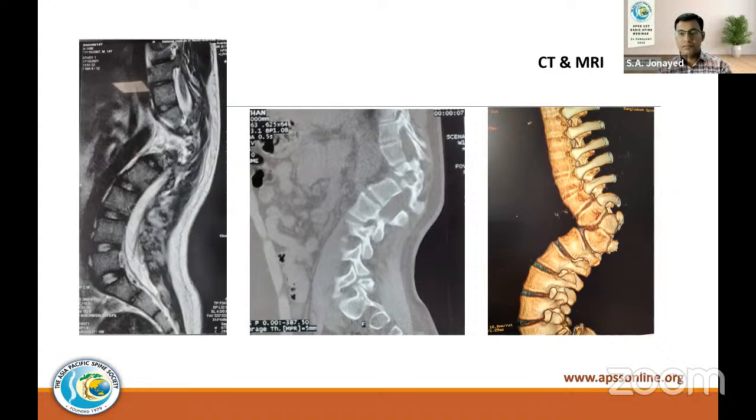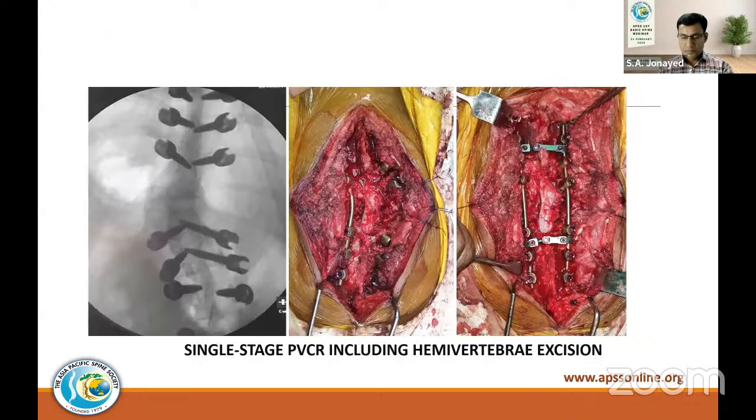All right. Thank you. Maybe can you show us what is done for this case? So what we have done, this was a single-stage posterior vertebral column resection.